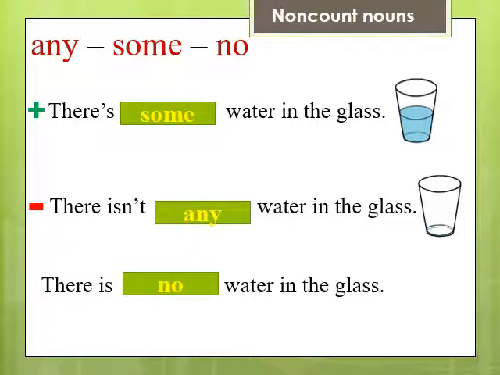So you have two options here. For the second picture, you have two options. There isn't any water in the glass. There is no water in the glass. Okay, we use any with a negative: there isn't any water in the glass. And we use no in a positive sentence: there is no water in the glass.